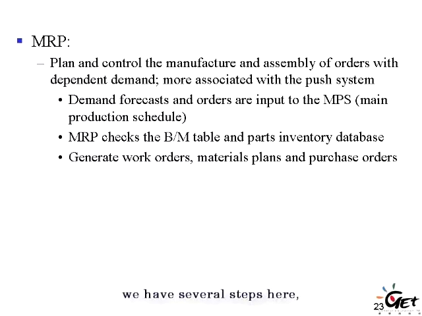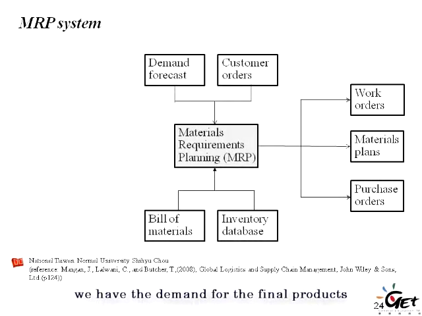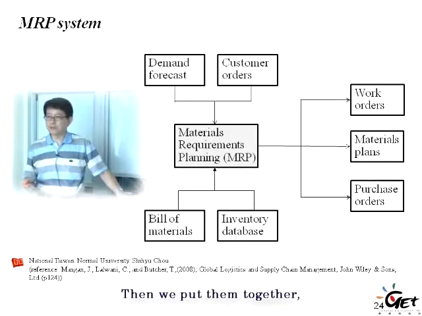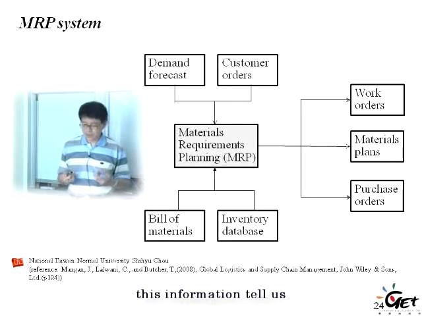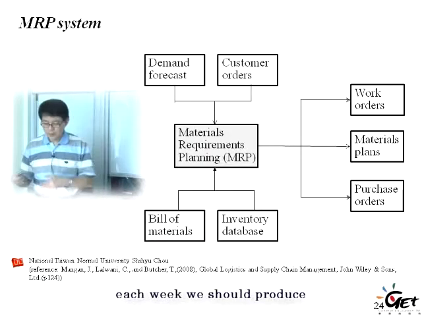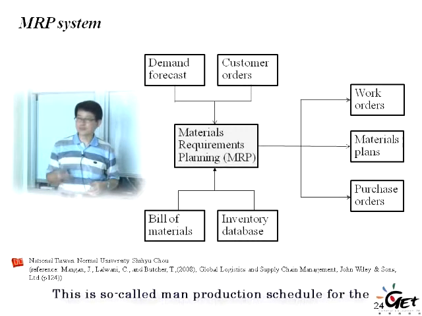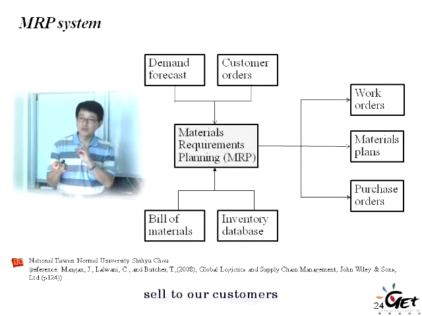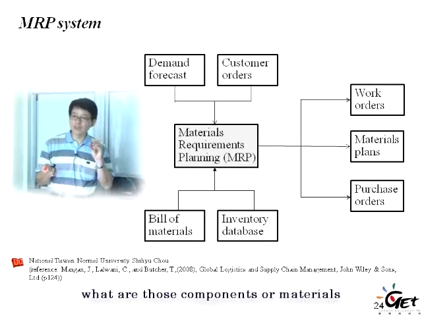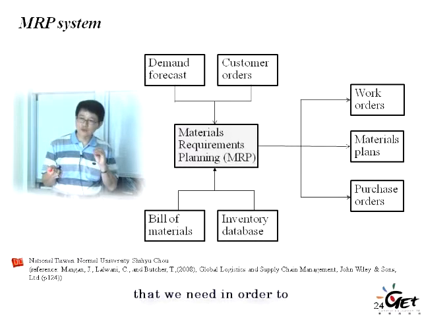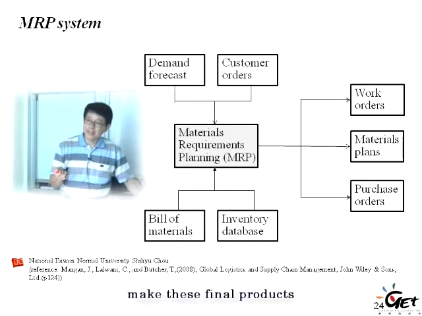We have several steps here. First, we have demand for the final products. This demand either comes from our forecast or from the actual orders. Then we put them together. This information tells us for the next several weeks, each week how many units of the final products we should produce. So this is the so-called main production schedule for the final products that we are going to sell to our customers. Based on this production schedule, we then check what components or materials we need in order to make these final products.